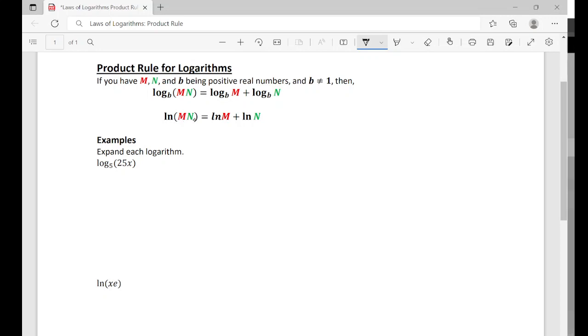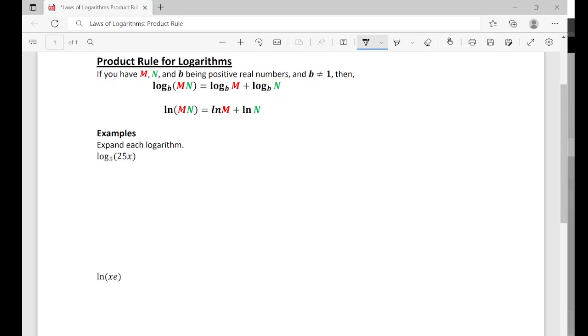ln of m times n will be ln of m plus ln of n. Again, the multiplication on the inside becomes addition when expanding it. And if we have two ln's that are adding each other, we can take their arguments m and n and just multiply them back together. So it seems a little bit weird, but much easier to see in practice. So let's start with the first one.